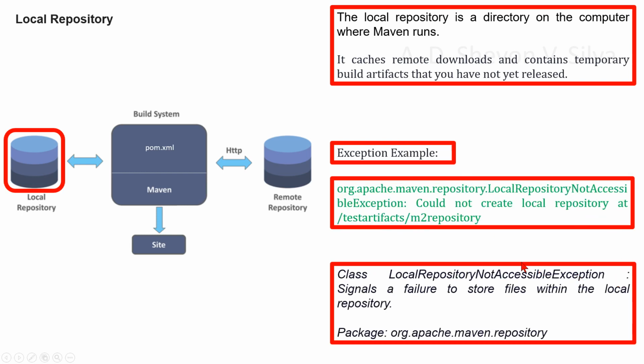As an exception example, we can consider this one. Here the LocalRepositoryNotAccessibleException signals a failure to store files within a local repository, and this is in package org.apache.maven.repository. And here you can see could not create local repository at /test artifacts from /m2 repository.